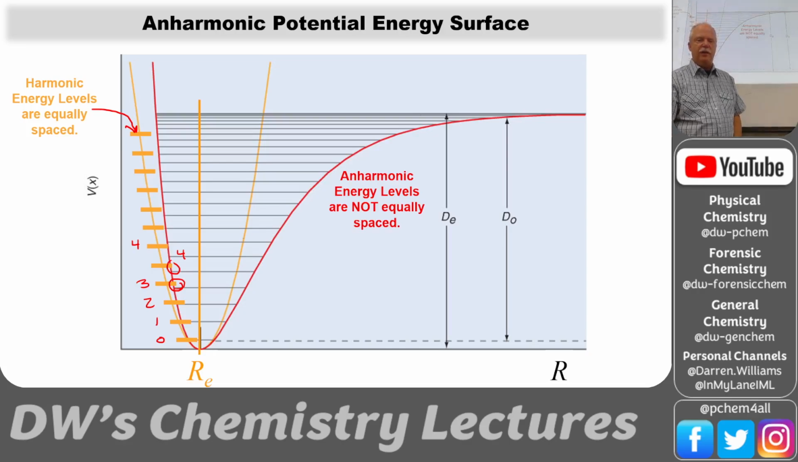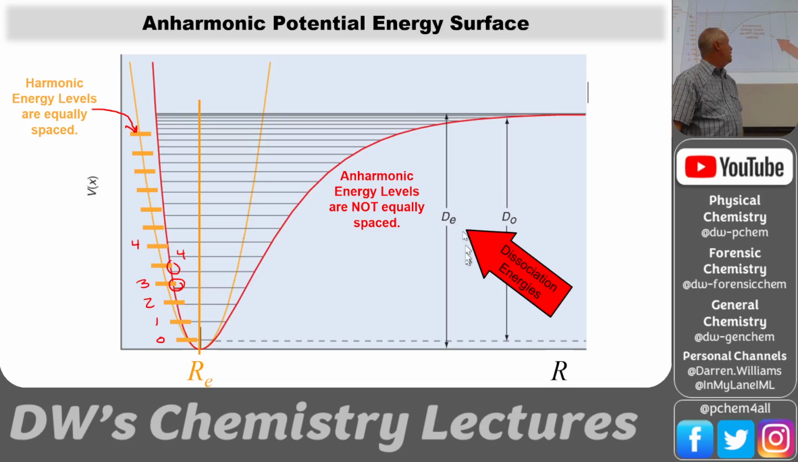You have a couple of different dissociation energies too. That's the energy difference between either the bottom of the potential well and where the bond breaks, or the 0 state, so V equals 0. So D0 is the dissociation energy from the ground state to where the bond is broken, or if it's from the very bottom of the potential well to where the bond is broken, that's DE.